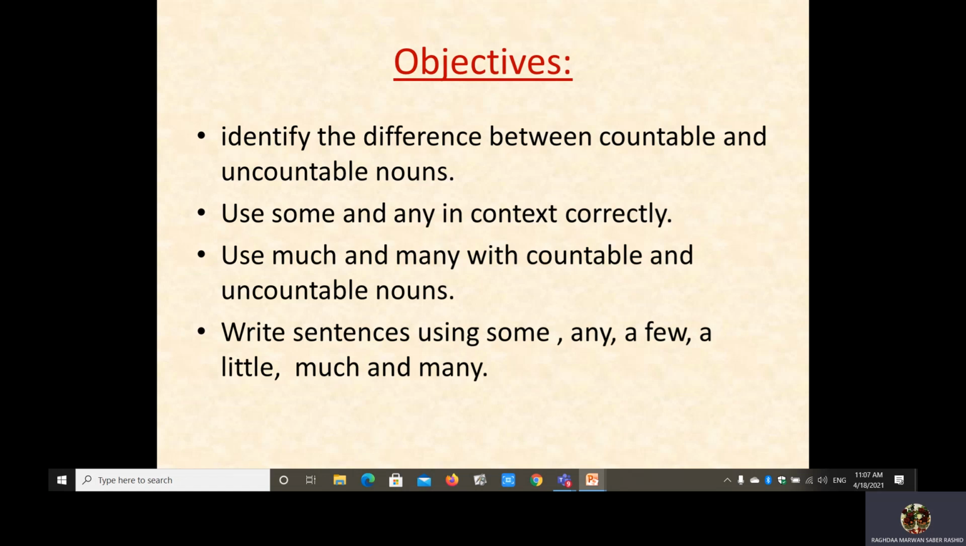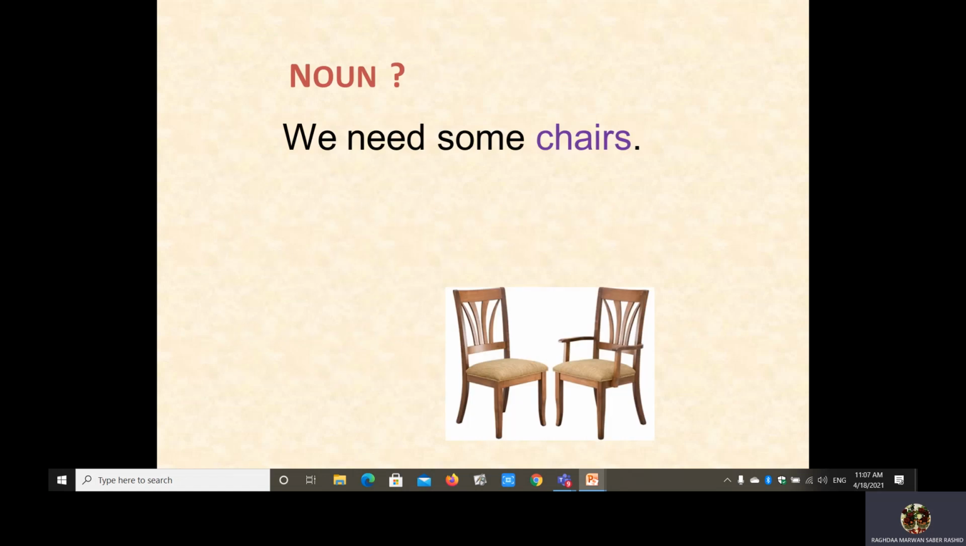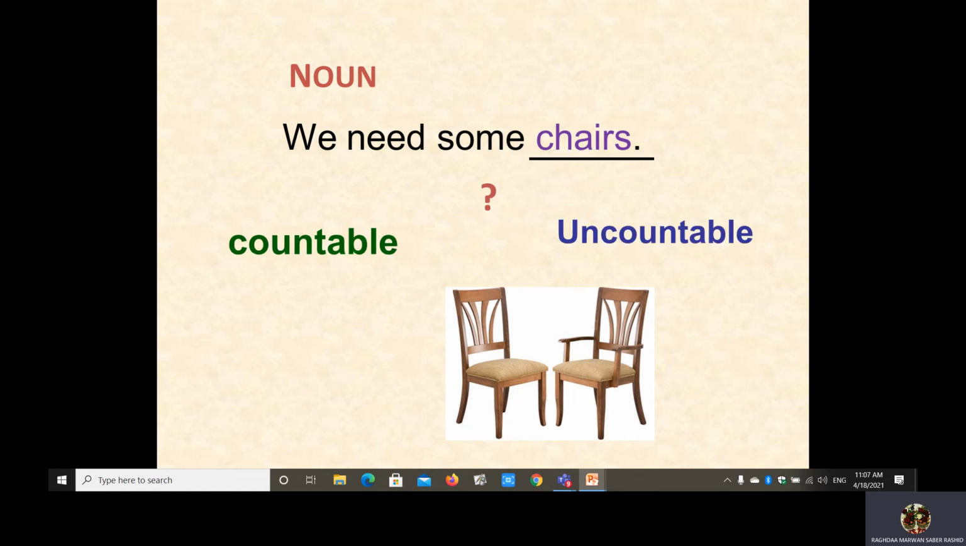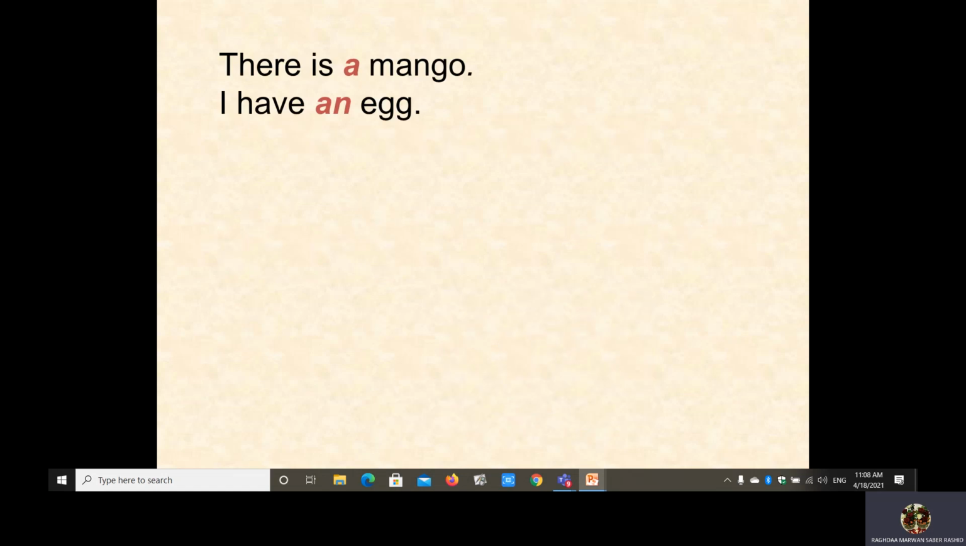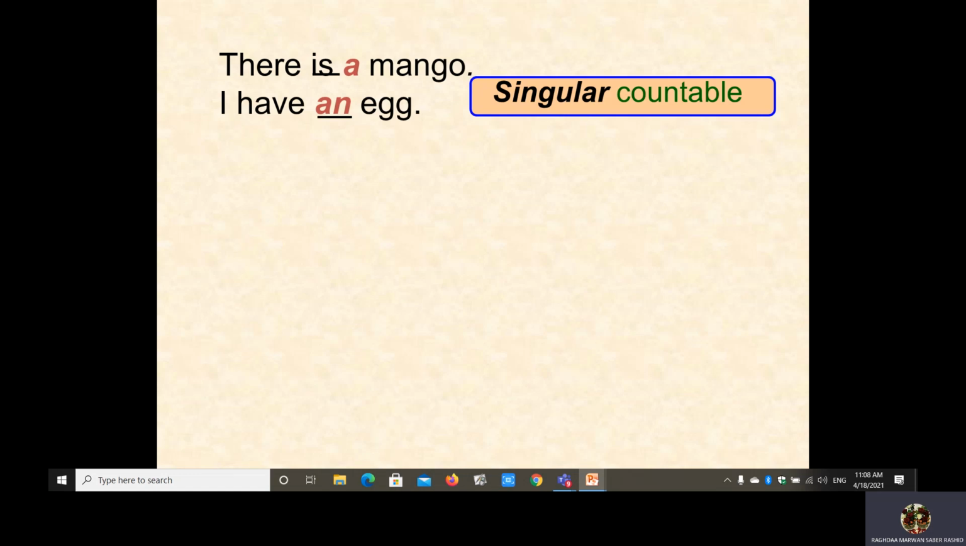Now we are going to use some and any in context correctly. We need some chairs. The noun here, chairs. Is it countable or uncountable? Again, if you have s at the end, it means plural, it means it's a countable noun. We need some chairs. There is a mango. I have an egg. Singular countable means nouns in singular form. That's why we use a or an before them. A mango, an egg.